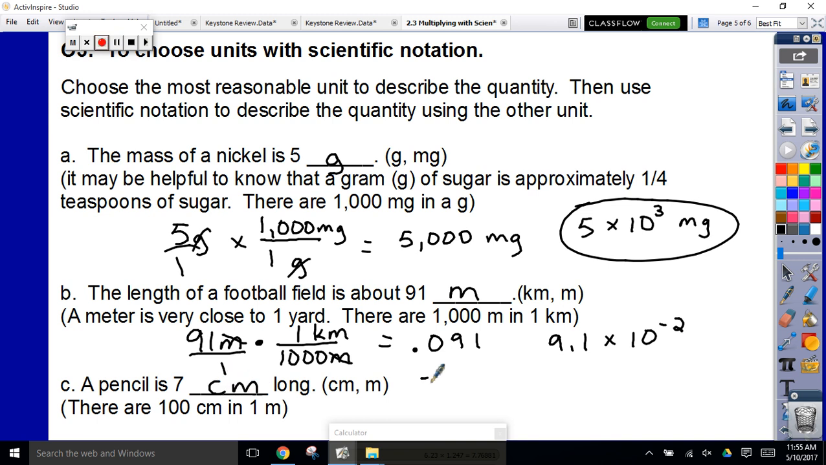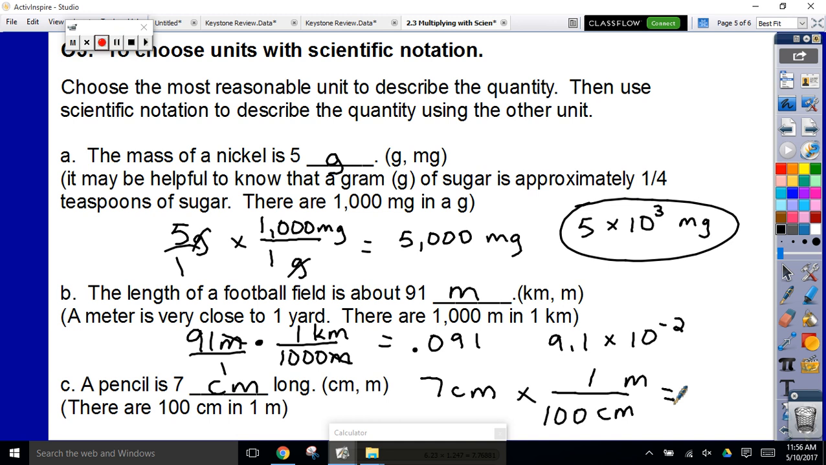So I have 7 centimeters times my conversion factor. I want to put centimeters on the bottom and meters on the top. It says that there are 100 centimeters in 1 meter. So I'm going to write 100 centimeters in 1 meter. Am I going to multiply or divide those numbers, Max? Am I going to do 7 times 100 or 7 divided by 100? Divide. Divide. When I do that, what do I get?